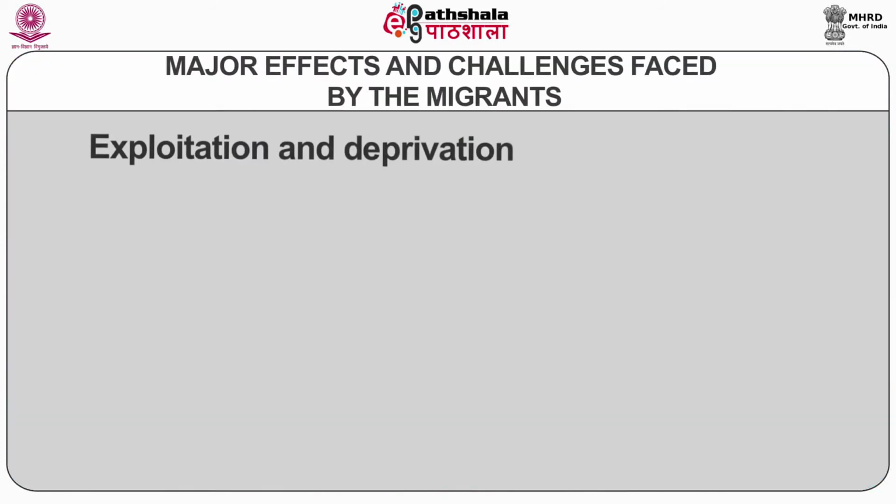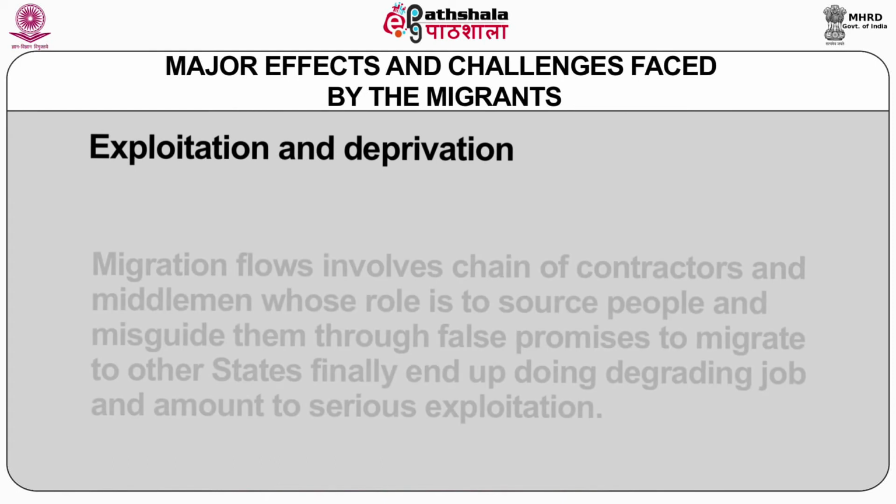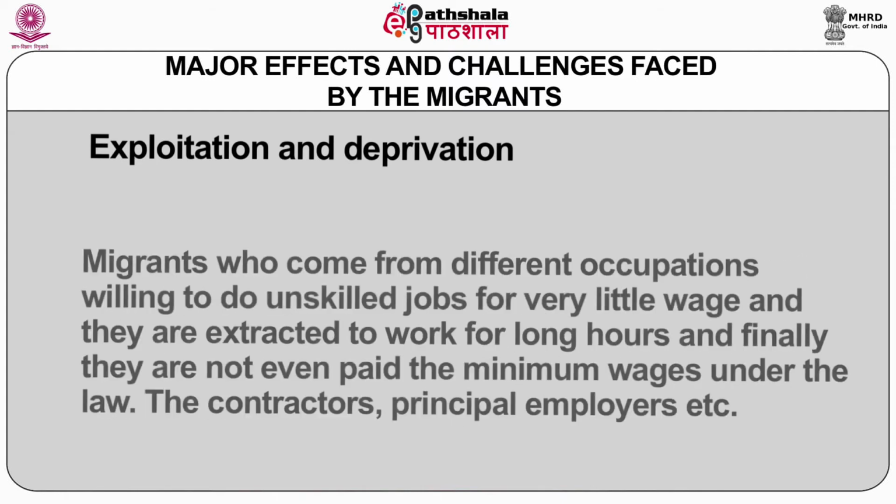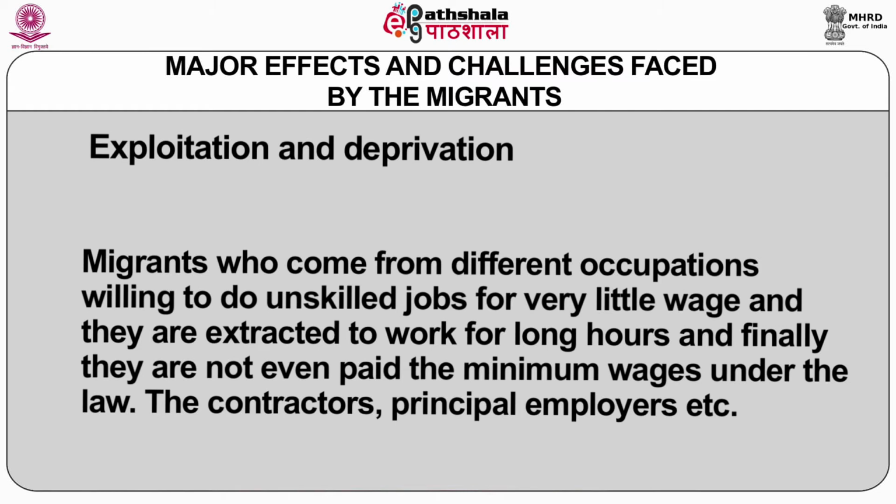Let's look at the exploitation and deprivation. Migration flows involve chains of contractors and middlemen whose role is to source people and misguide them through false promises to migrate to other states, and they finally end up doing degrading jobs that amount to serious exploitation. Migrants who come from different occupations are willing to do unskilled jobs for very little wage, and they are extracted to work for long hours, and finally they are not even paid the minimum wages under the law.